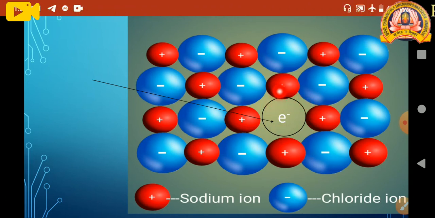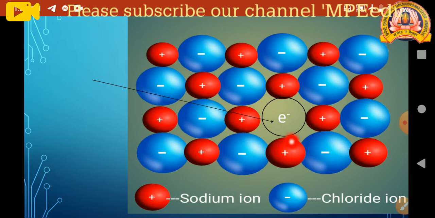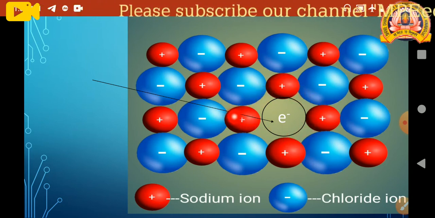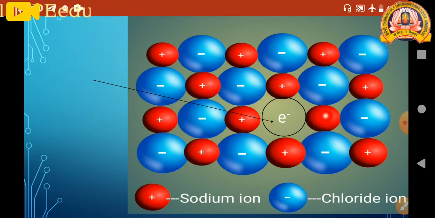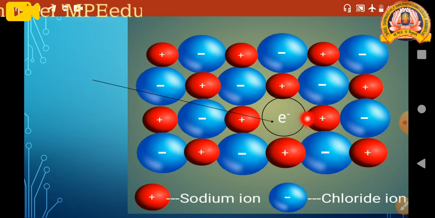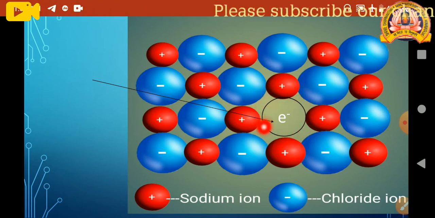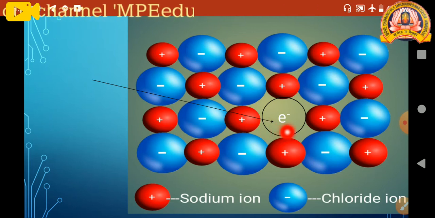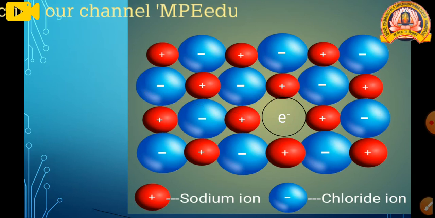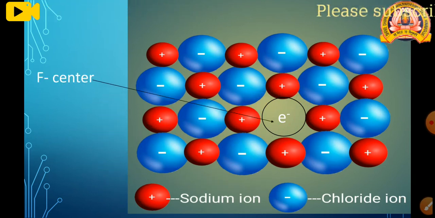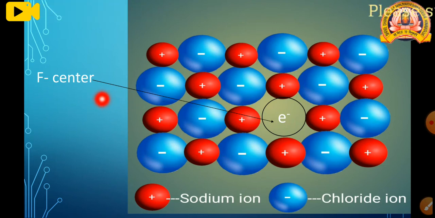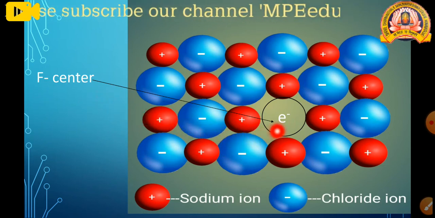The electron remains or acquires the place of chlorine. How does this electron remain in the vacant site? Is there any reason? Yes, the electron remains in this place because of the positively charged ion. This positively charged ion traps the electron in this region. This region is named the F center.